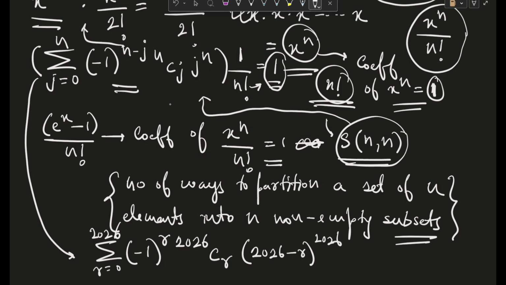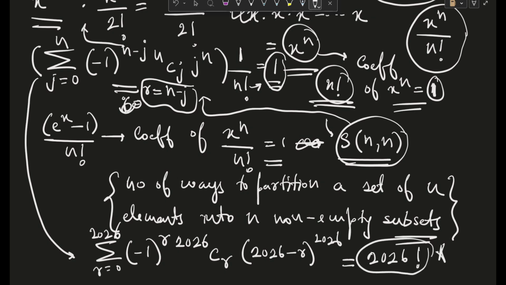Why? Once again, please remember, in that step I substituted r as n minus j. So n minus r actually becomes j here. I should have written that before, I'm sorry. So this thing comes out to be n factorial, which is 2026 factorial. So here are our numerator and denominator.